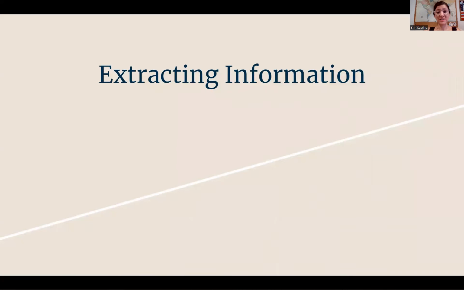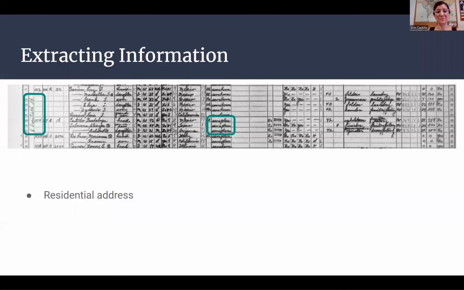Now that we have found our ancestor and familiarized ourselves with the format of the census record, we are ready to extract its invaluable information about our ancestor. The census tells us our ancestor's residential address as of 22 April 1940, as well as on 1 April 1935. We also learn who lived with our ancestor at the time of the census.